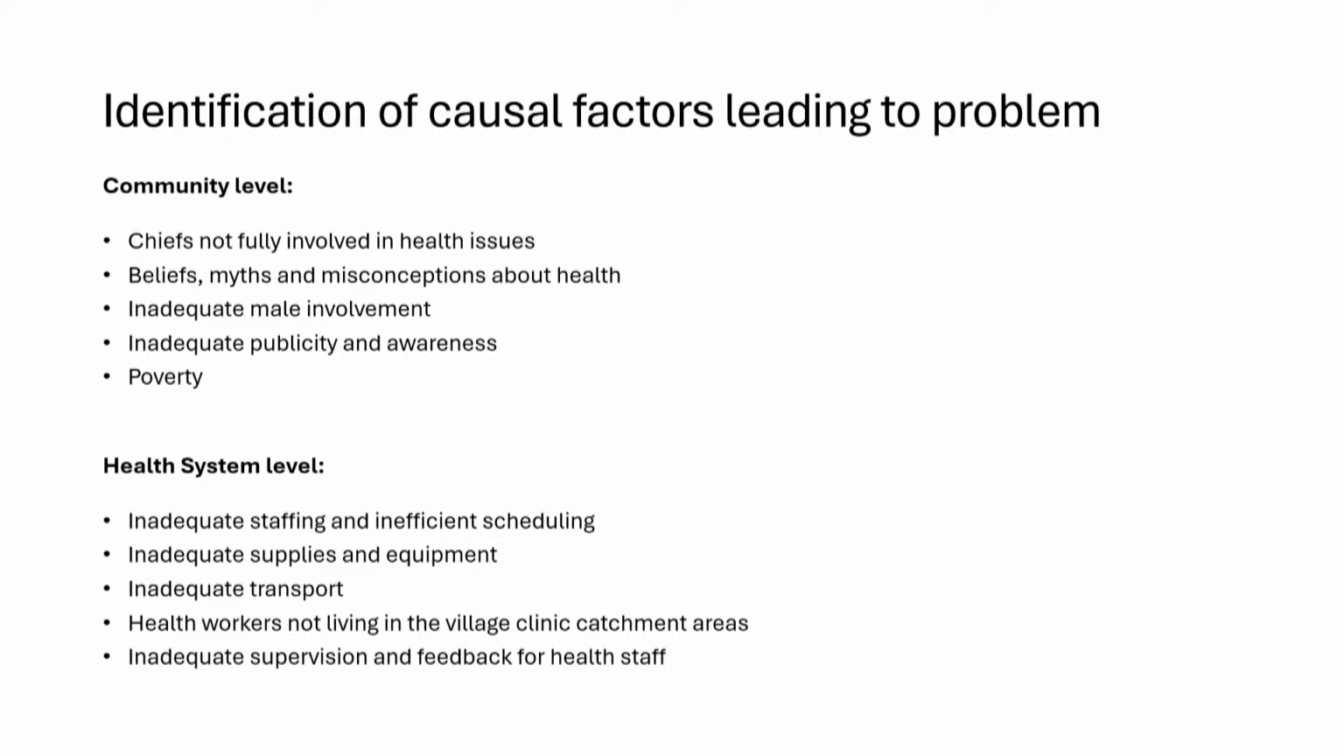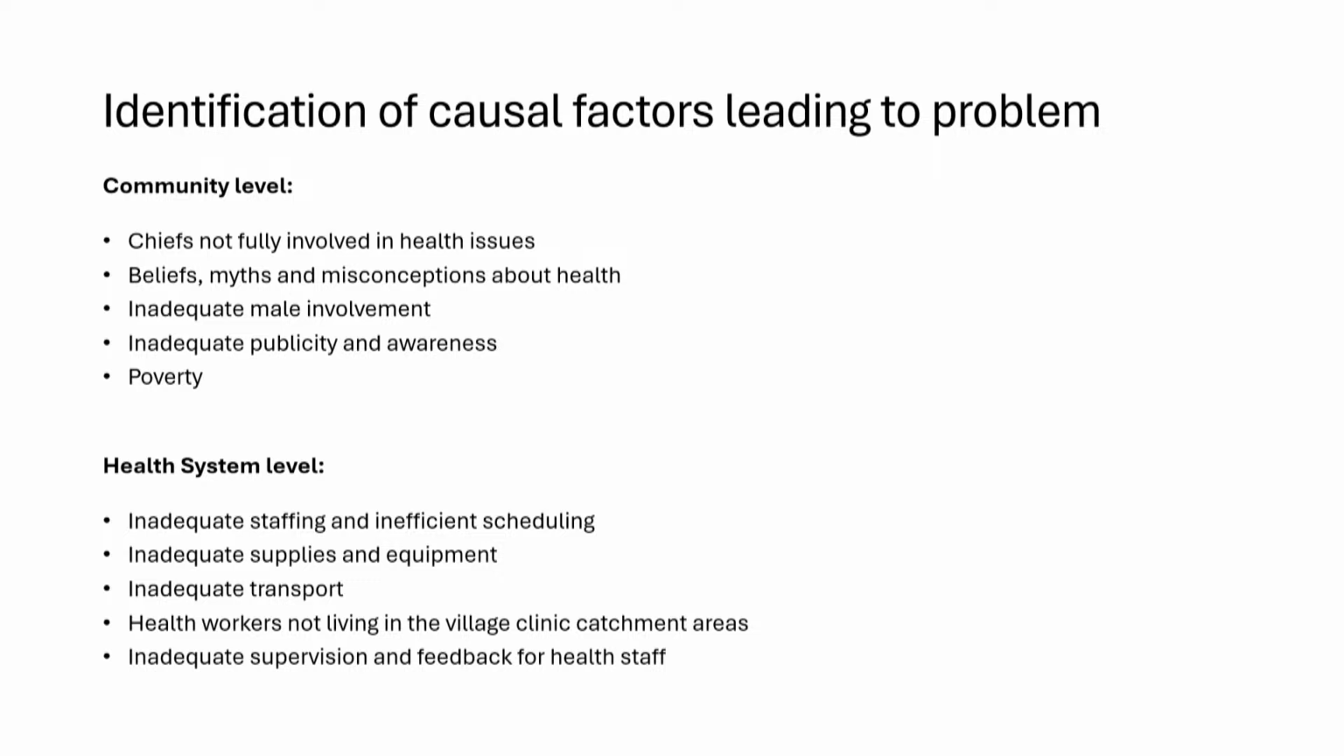At the health systems level, obviously people working within the health sector probably looked more within the health system, the services being provided, and where they were lagging in terms of program targets, etc. Inadequate staffing, inefficient scheduling, inadequate supplies and equipment, inadequate transport, health workers not living in the village clinic catchment area, inadequate supervision and feedback for health staff.